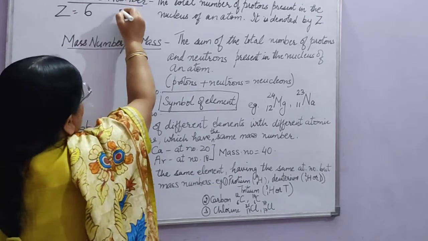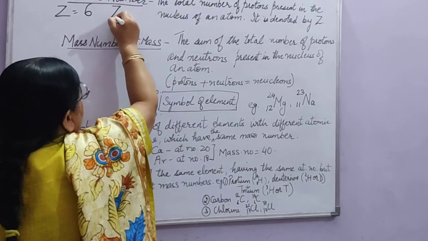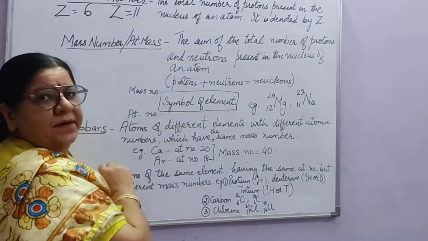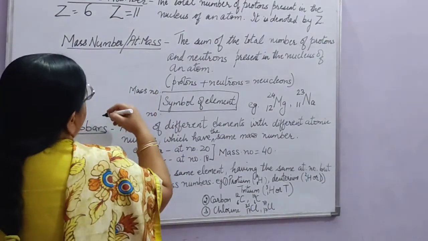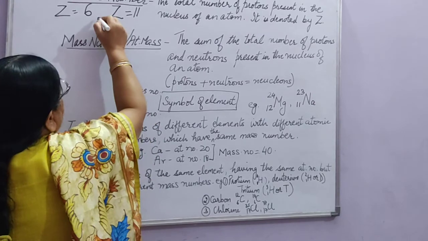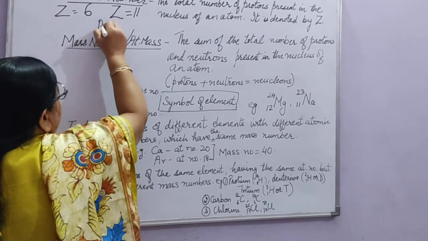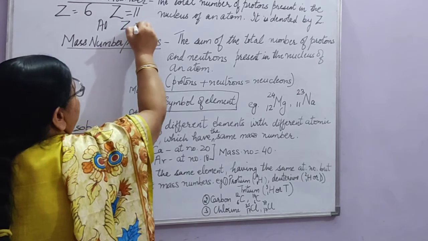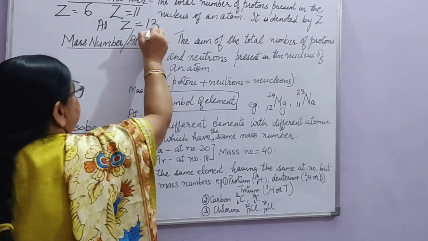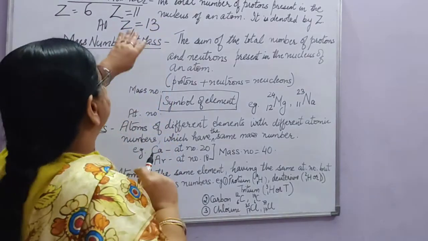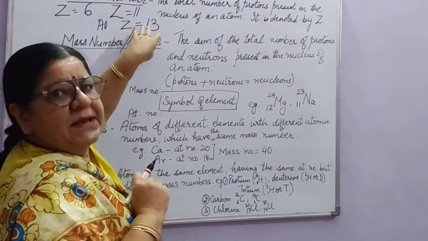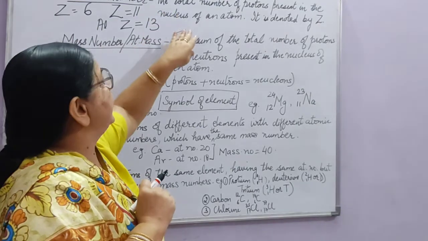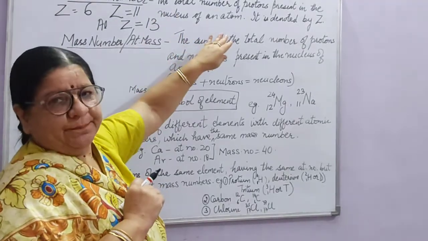Or like for sodium, atomic number is 11. So, Z is equal to 11. Right? We can take more examples also, like aluminium. So, atomic number of aluminium is 13. So, that means there are these many protons present in the nucleus of the atom.